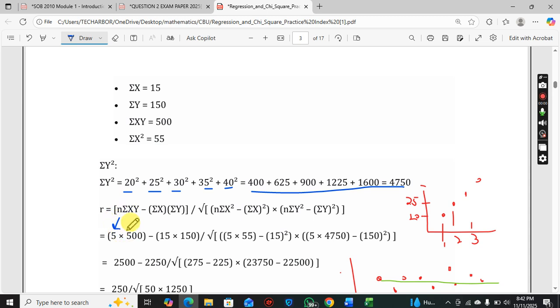N was 5. Sigma xy, 500. Sigma x, 15. Sigma y, 150. Over the square root of n, 5, sigma x squared, 55, sigma x, which we're squaring, 15, n is 5, sigma y squared, 4,750, sigma y, which is 150, we're going to square that.